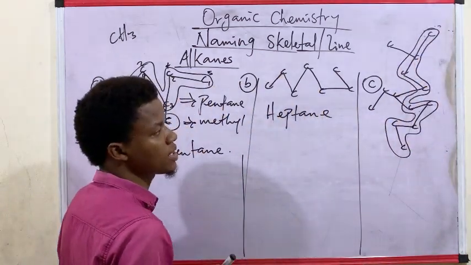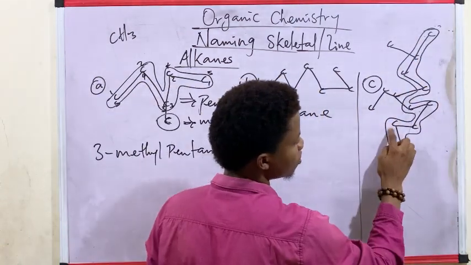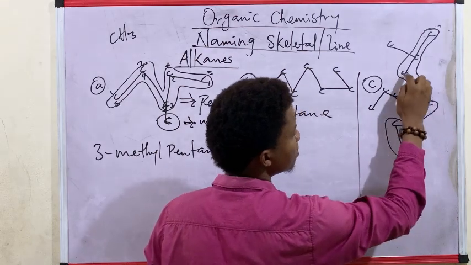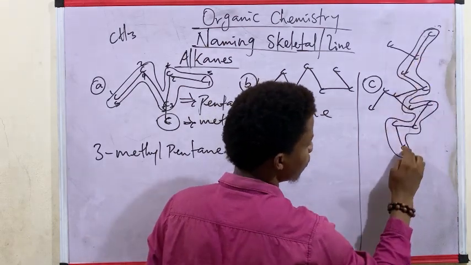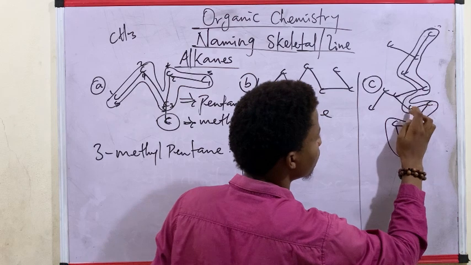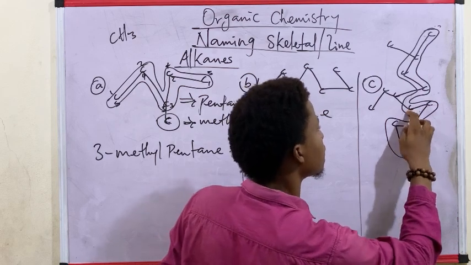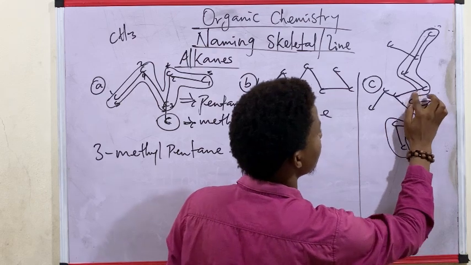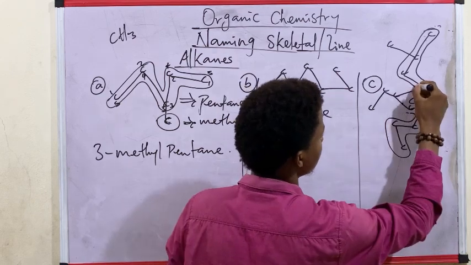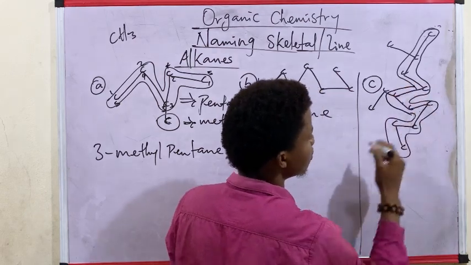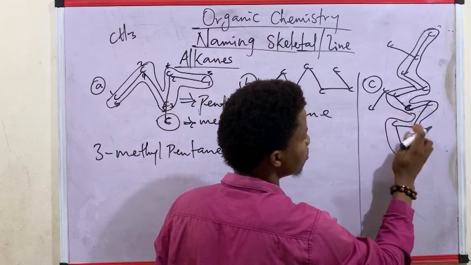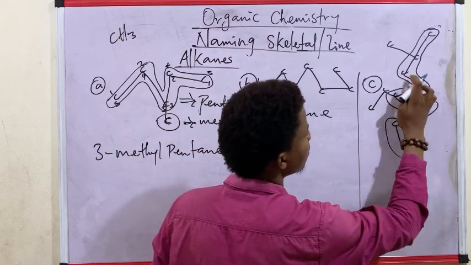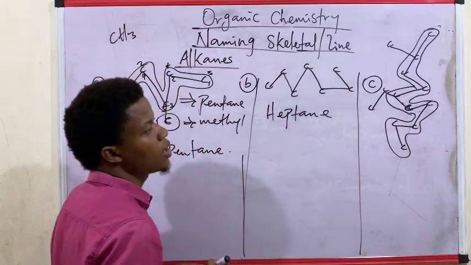So we got 10. 1, 2, 3, 4, 5. Sorry, I forgot to include this. So there's a carbon here. So 1, 2, 3, 4, 5, 6, 7, 8, 9, 10. That's what we can get.